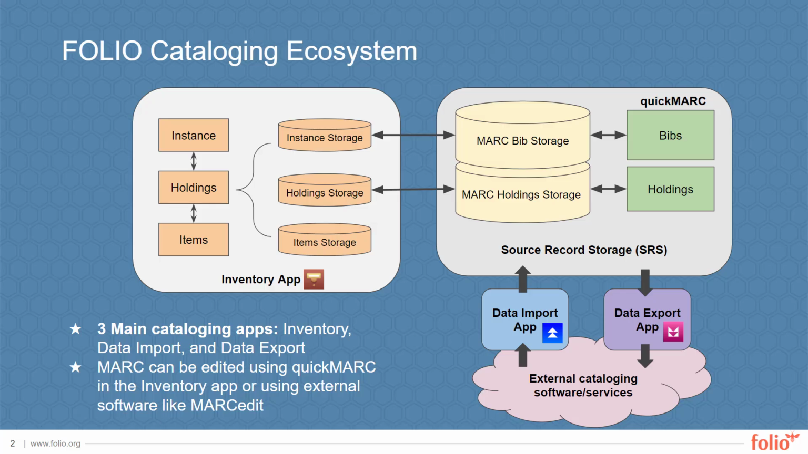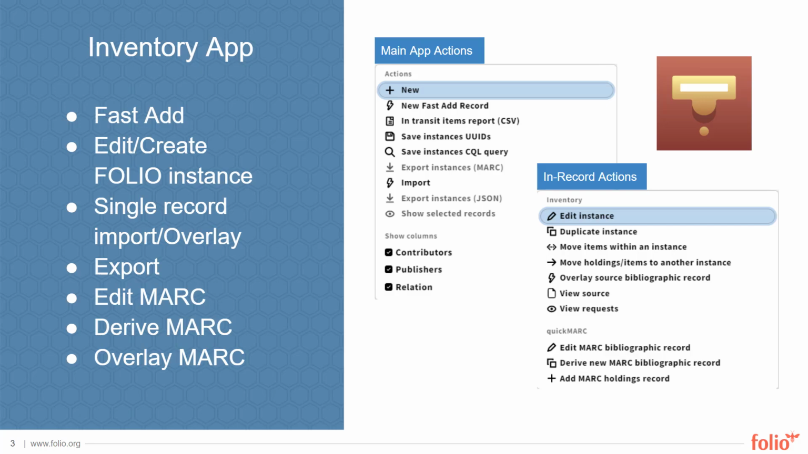Finally, the Data Import and Export apps are used to manage the transfer of MARC data in and out of FOLIO. You can use these apps to import MARC from external sources or to export existing records for editing in cataloging software. The backbone of cataloging in FOLIO is the Inventory app.